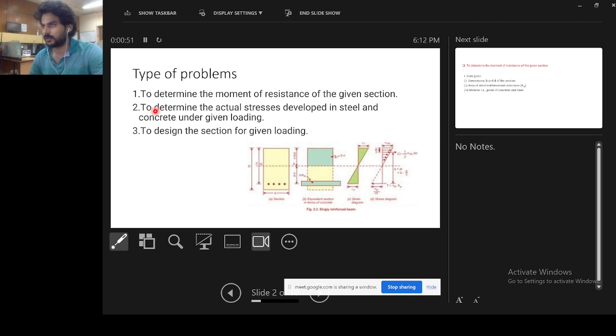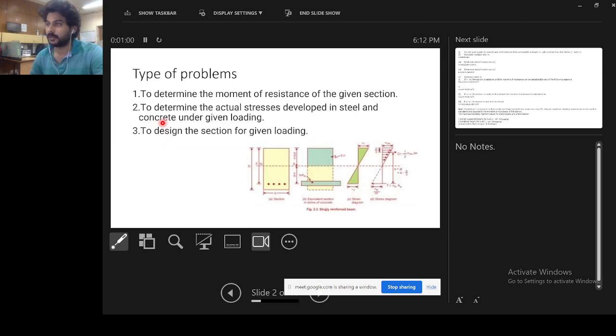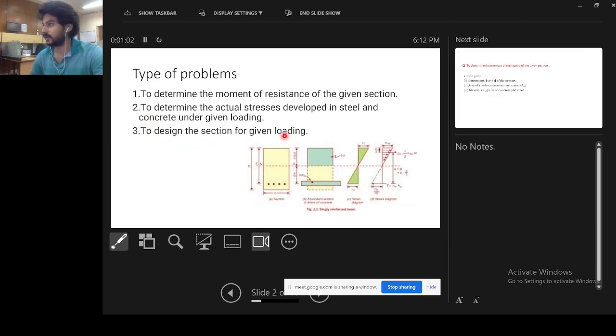The second type of example is to determine the actual stresses developed in the steel and the concrete under a given loading. And the third one is to design the section for a given loading, where you have to assume a lot of data and then design, and each and every student will have a different answer because the conditions they have selected will be different.